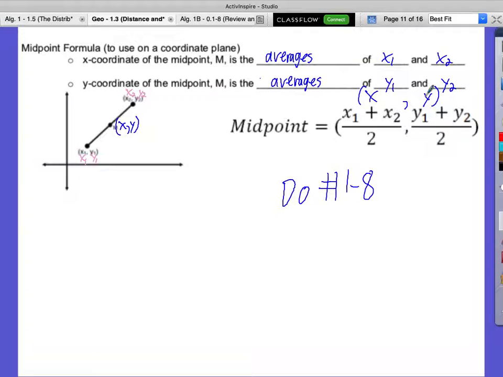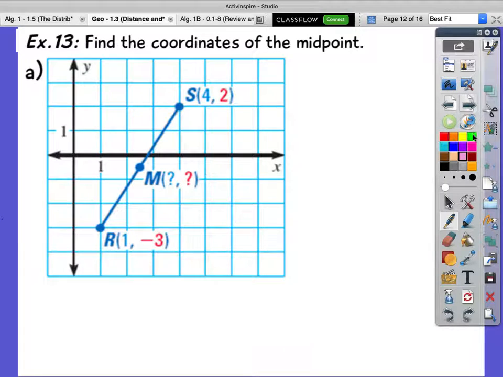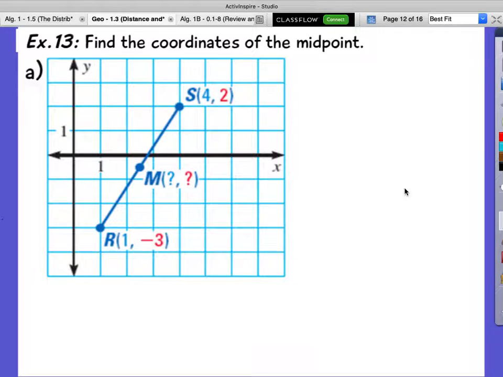So we're going to practice here with this problem. We're finding the coordinates of the midpoint on the next page, top left, example 13. Find the coordinates of the midpoint. We're given two endpoints: R is (1, -3) and S is (4, 2). We're trying to find the midpoint M. It's in the middle there, and we're trying to figure out where that is.